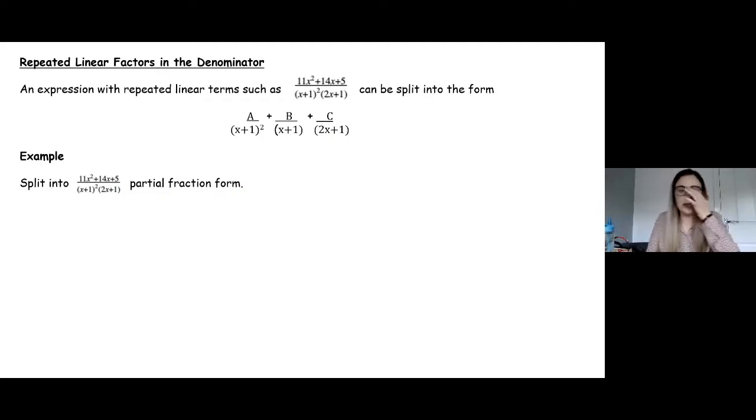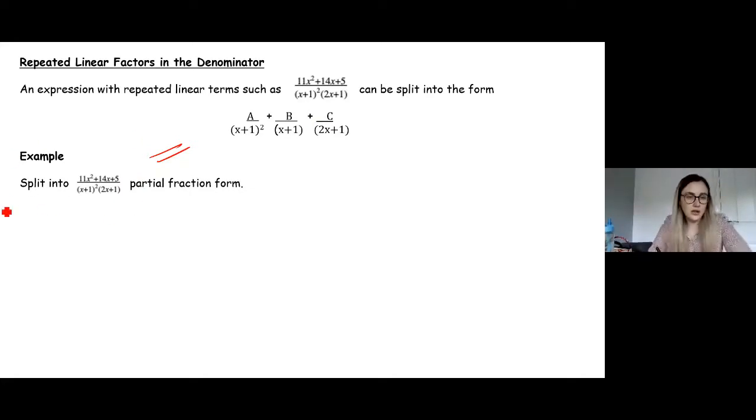Okay, this is where it starts getting tricky now. So an expression with repeated linear terms such as this can be split into the form. So we've got (x + 1) squared, so I put (x + 1) squared, and then wherever the squared term is, I'm going to have to repeat that again here, and then I'm left with 2x + 1. So split this into partial fraction form. So it's already written like that here, so we can write that's equal to that up here.